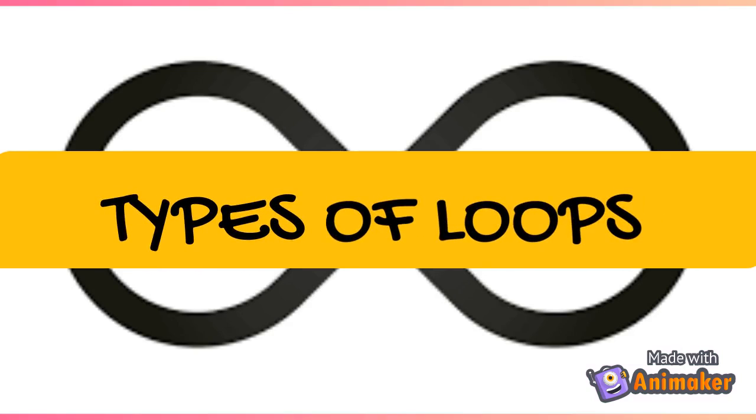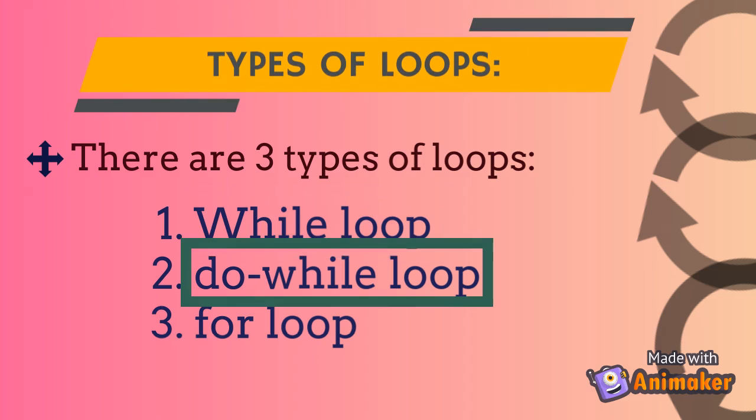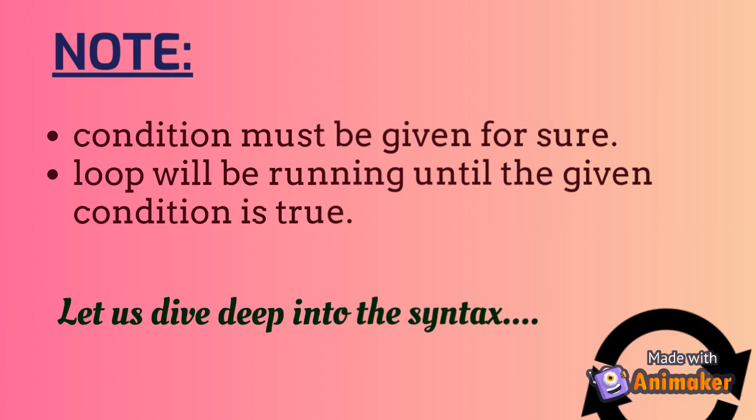Now, let us see what are the types of loops. There are three types of loops: while loop, do while loop, and for loop. Before knowing more about these types, we have some points to remember. A condition must be given for sure to stop the loop. Otherwise, it becomes infinite loop or throws an error. A loop will be running until the given condition is true. Once the condition is false, it comes out of the loop. So with these few points, let us dive deep into the syntax of each type.